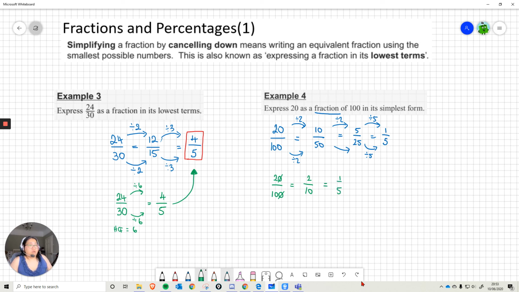Okay. Now, if you want to do it even quicker, then just like before, think about the highest common factor. The largest number that goes into 20 and 100 is 20, so divide the numerator and the denominator by 20, and you'll get 1/5 again. So you notice no matter what method you're using, each one is giving you the same answer each time.